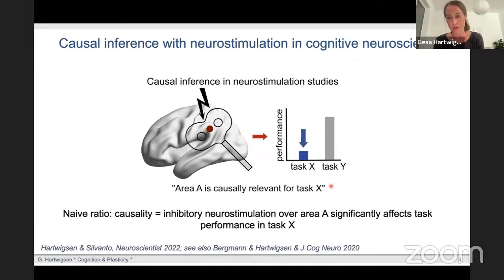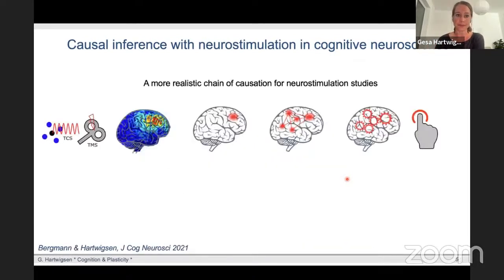So the naive rationale of many non-invasive brain stimulation studies, be it TMS or transcranial electrical current stimulation with tDCS or tACS, is that causality can be inferred if inhibitory neurostimulation over an area of interest significantly affects task performance in my task of interest, and hopefully this is specific and does not affect a control task, because otherwise you could also hit the brain with a hammer and then you also get disruption. So this is what most studies infer, or the rationale of a lot of studies, especially in the early decades of TMS in the study of cognition.